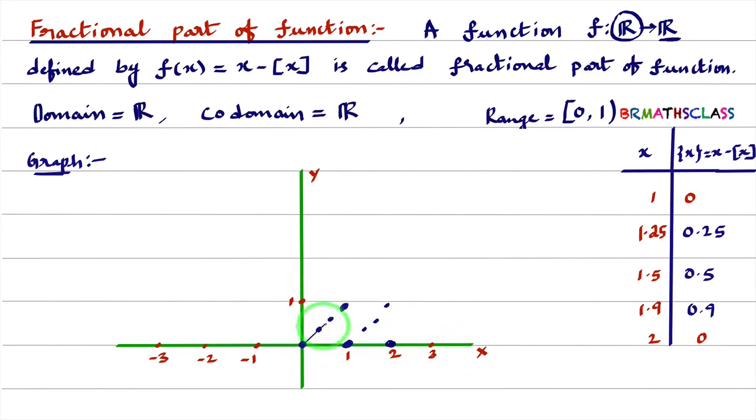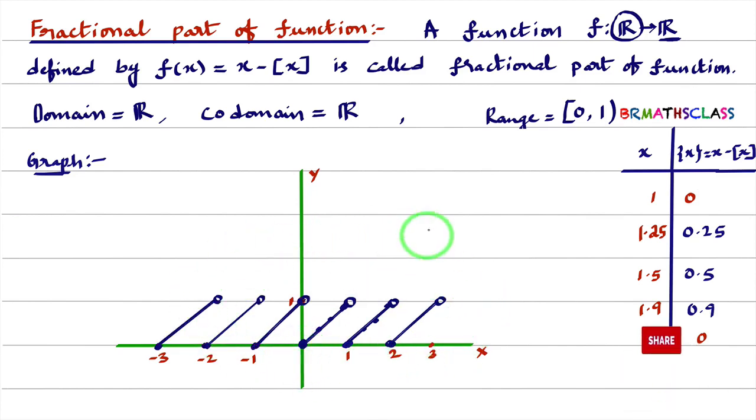You observe here, I'm joining these points. If we join all these points, you can see that I'm getting a line. The point (1, 1) is not a part of this graph, so here I'll draw an open circle. This is a closed circle and this is an open circle. Similarly, you join these points. If we continue this further, the graph looks like this. This is the graph of the fractional part function. How do we denote the fractional part function? It is denoted like this, and we read it as fractional part of x.